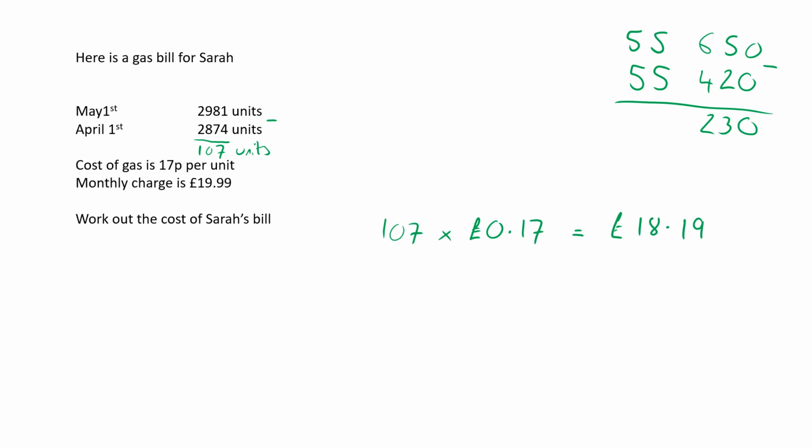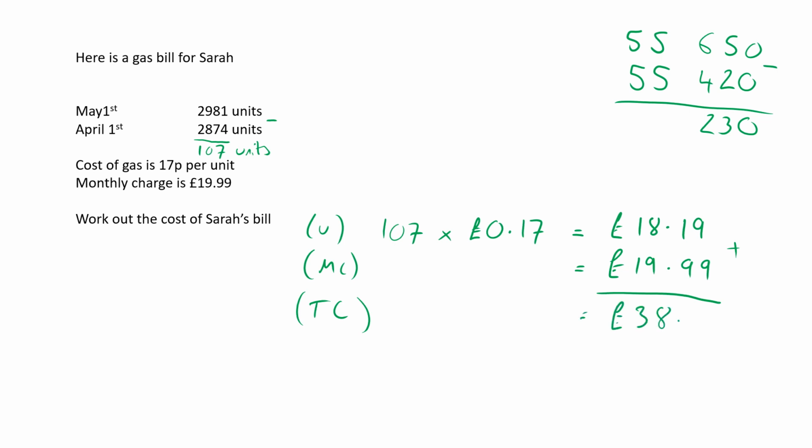However, there's also a standing charge or monthly charge. Just for having the gas supply connected, Sarah is also paying £19.99 per month. So this is for the units and this is the monthly charge, and then we're going to add them together to find the total cost. I'm going to add on £19.99, and that gives me a total of £38.18. Okay, so that's my answer. That is the cost of Sarah's bill for that month.